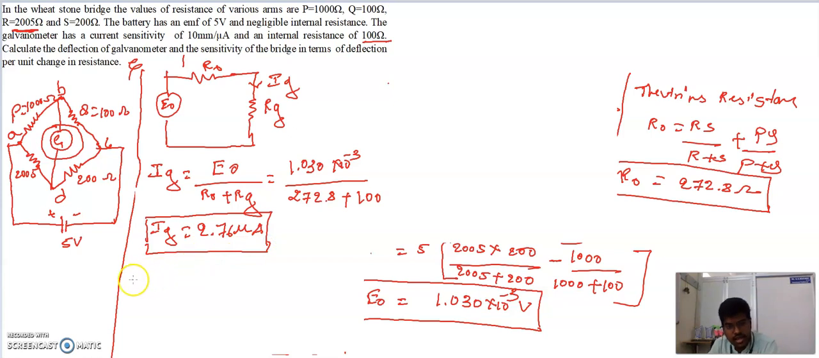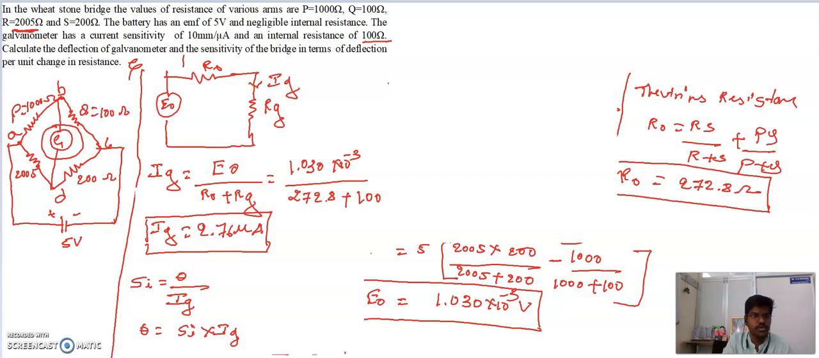So what has been asked? The value of deflection of the galvanometer for this current. We know that sensitivity is given by deflection per change in the current Ig, deflection per unit current. So what could be the deflection here? Deflection theta equals SI into Ig. We know the value of SI and the value of Ig, so substitute those values and get the deflection in terms of millimeter.